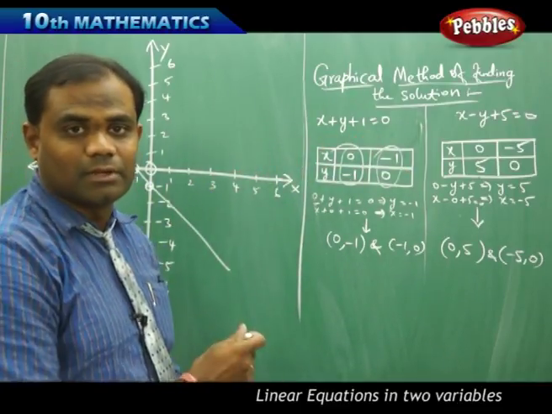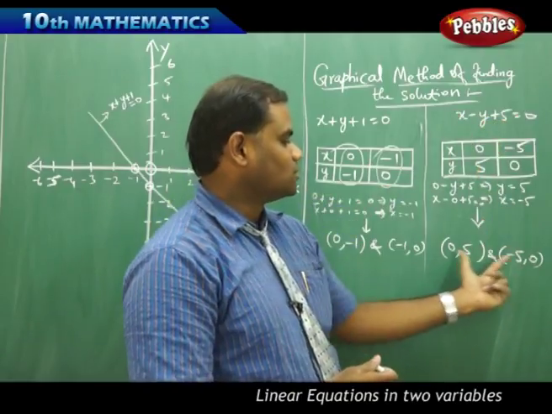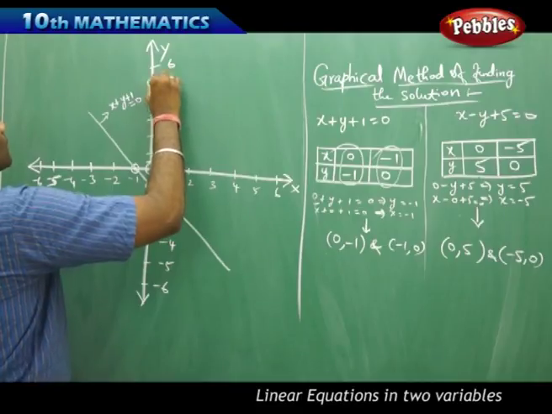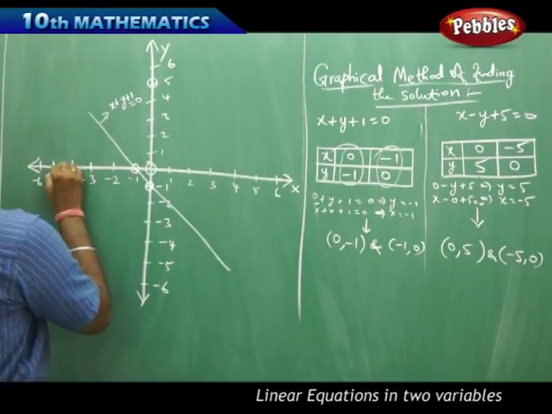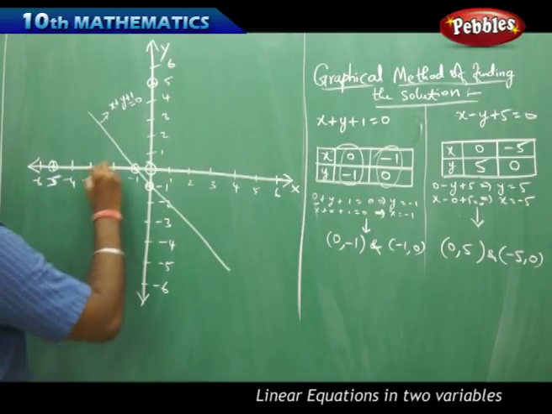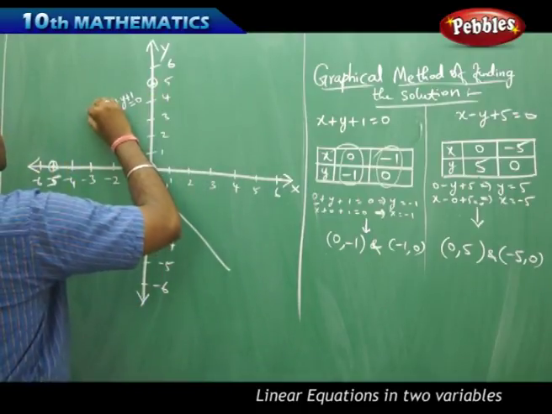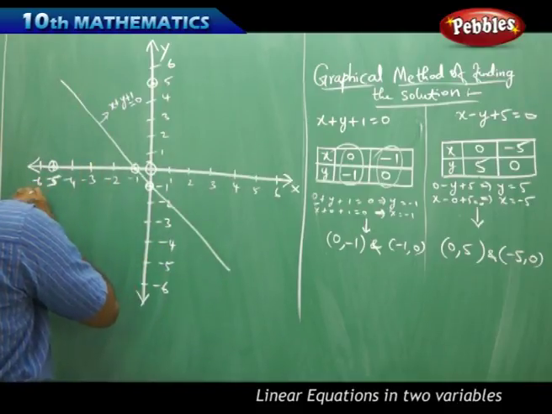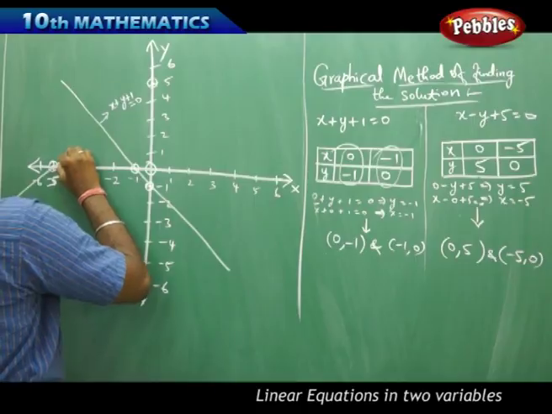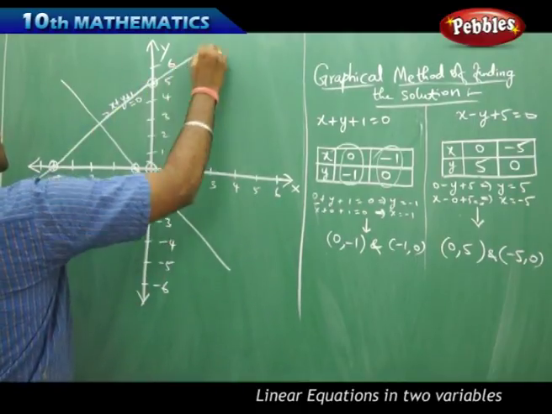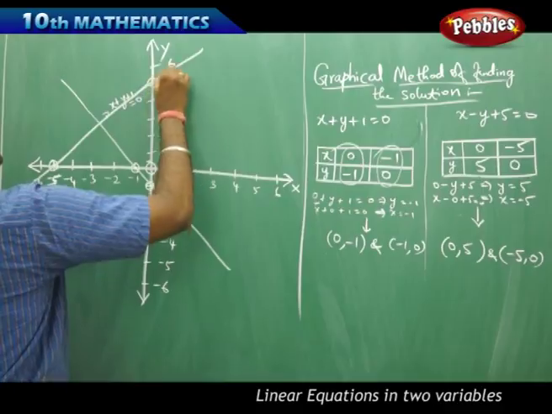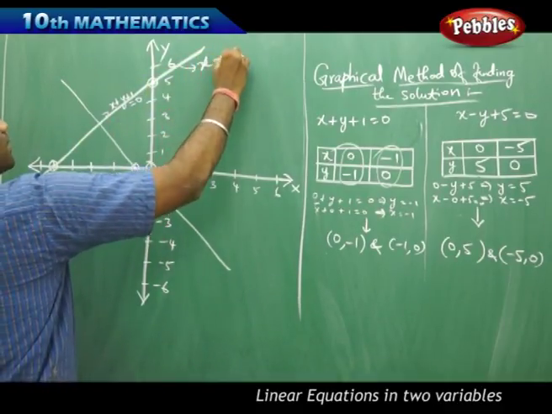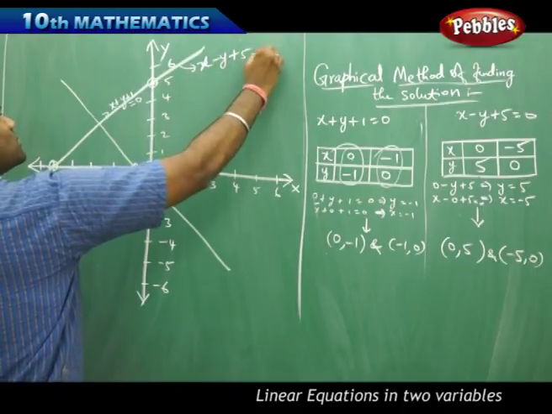Similarly, I draw the straight line using these 2 points, 0, 5 and -5, 0. Therefore, I get this line to be x minus y plus 5 equal to 0.